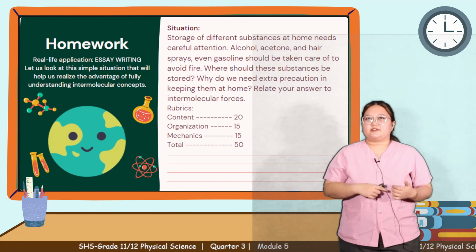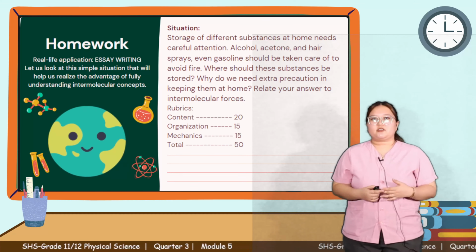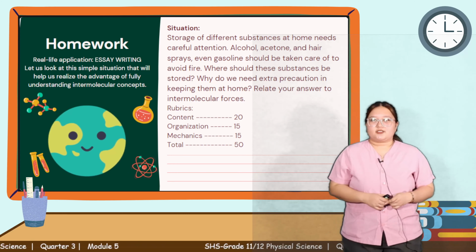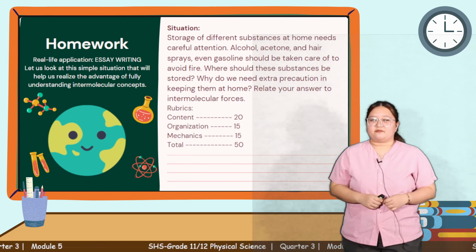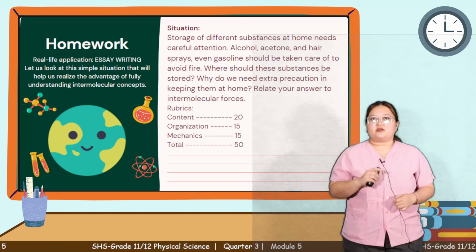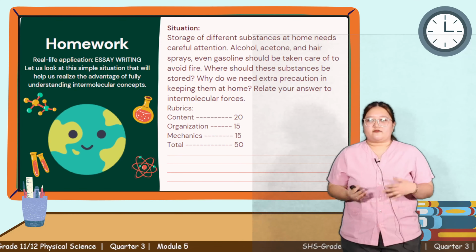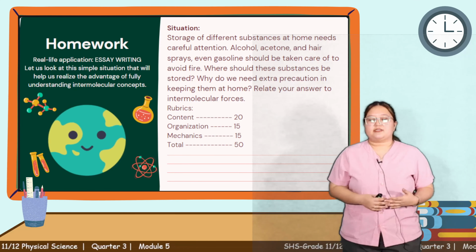Where should these substances be stored? Why do we need extra precaution in keeping them at home? Relate your answers to intermolecular forces. Please be guided accordingly by the following rubrics. Content is worth 20 points. Organization, 15 points. Mechanics, 15 points, for a total of 50 points.